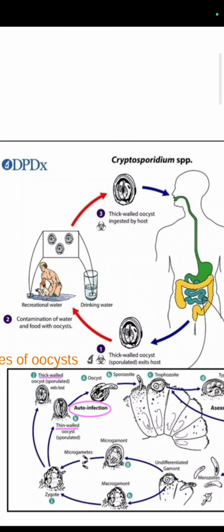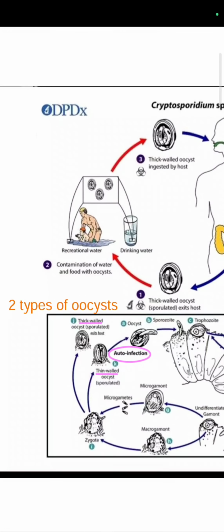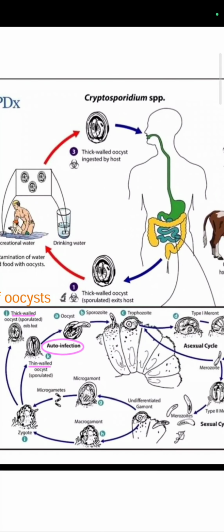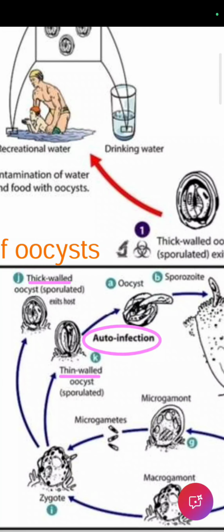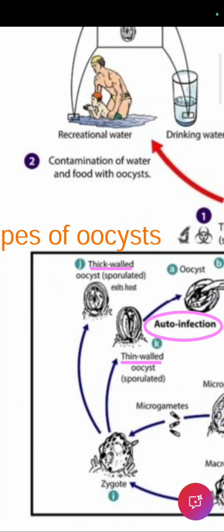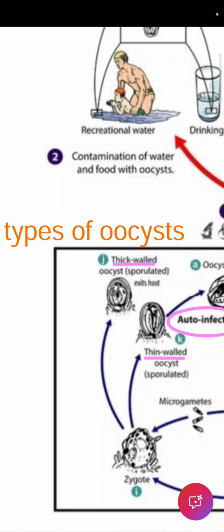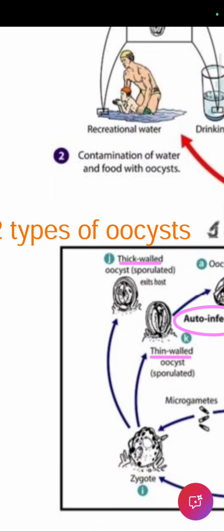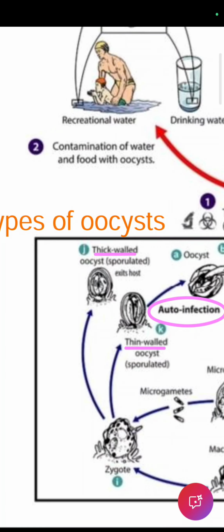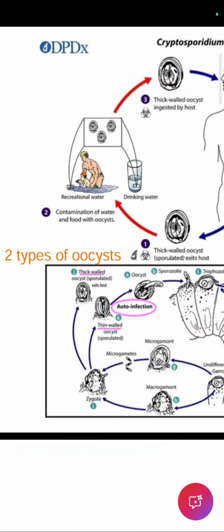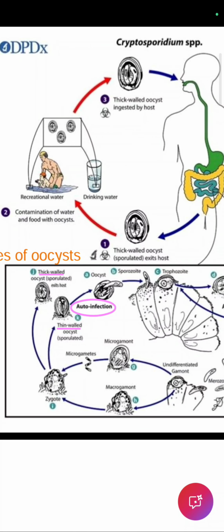Alright. Next we have Cryptosporidium. For Cryptosporidium, one thing is that you can see there's autoinfection. It is transmitted by autoinfection, and the other thing is you will be able to see two kinds of oocysts here, which are thick-walled oocysts and thin-walled oocysts. So yeah, that's what you have to look out for.